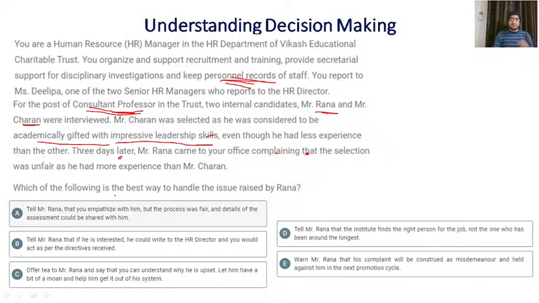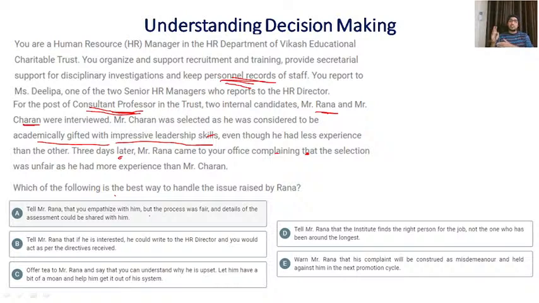I have 5 options given. First is to tell Mr. Rana that you empathize with him, but the process was fair and the details of assessment could be shared with you. I'm an HR, I already keep personal records, so I can share the details and the process was fair. I'm sticking to my stand. This is what statement A says. Fair enough, sounds good. I don't see any fundamental issue with this particular option, but let's go with other options.